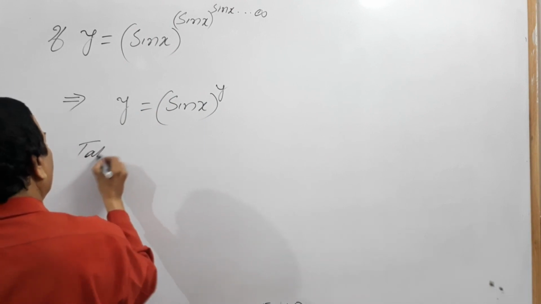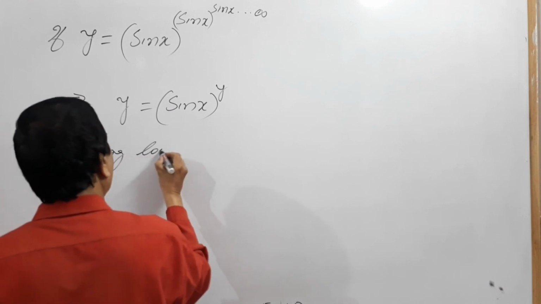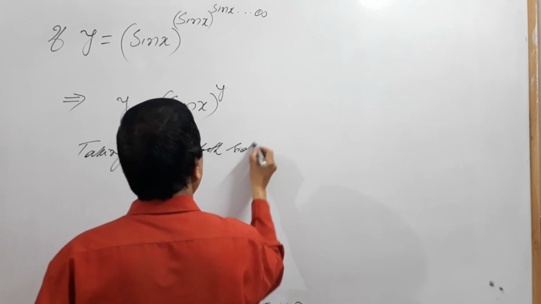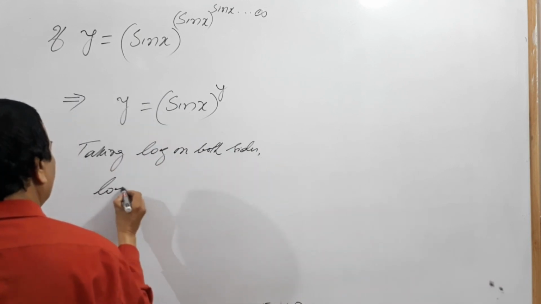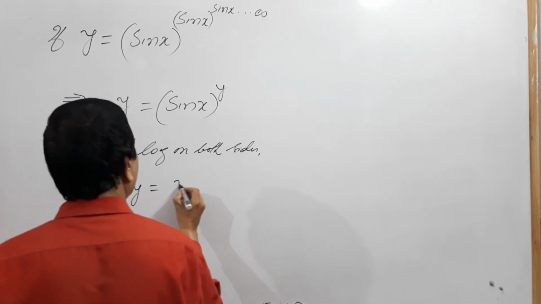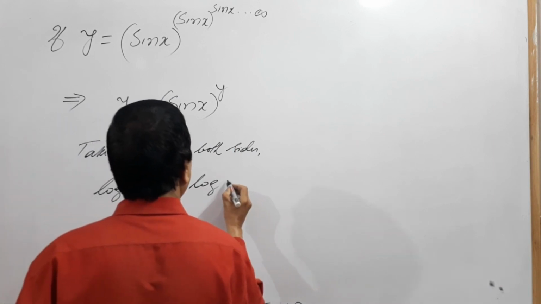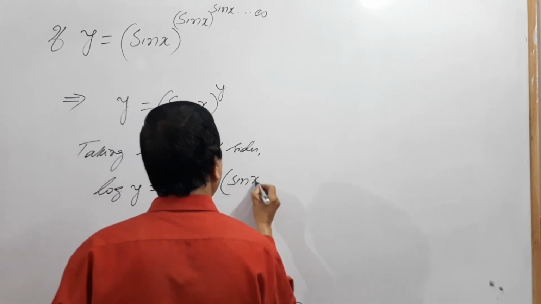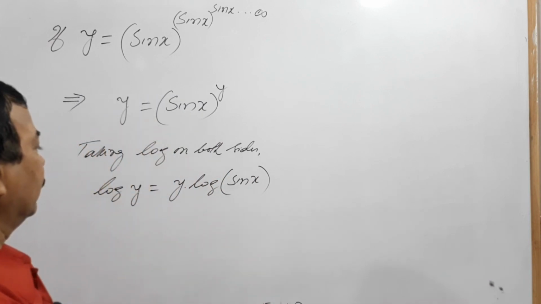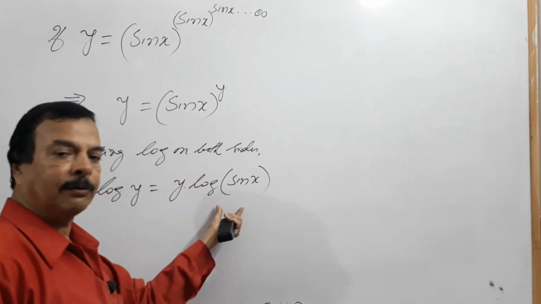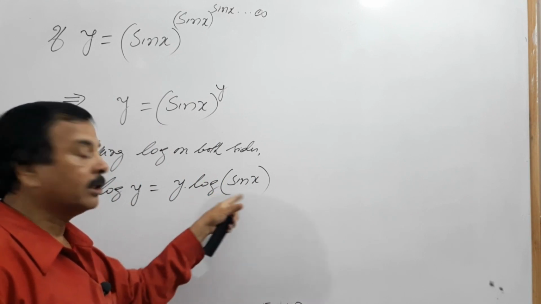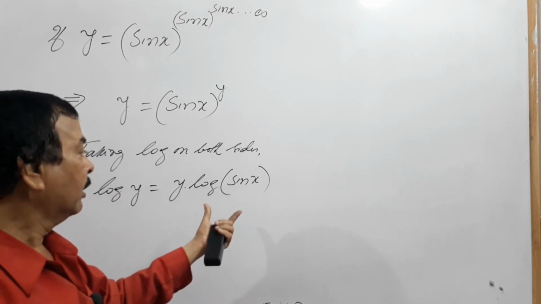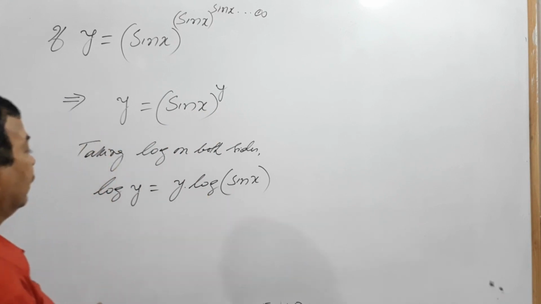Taking log on both sides. What happens? Log y equals y log sin x. So what happens here? You have to use the product rule. Here it's a composite function. Remember this, it is not log x into sin x, it is log of sin x. So it is a composite function. Remember this, don't go wrong. Be careful. So let's differentiate this.